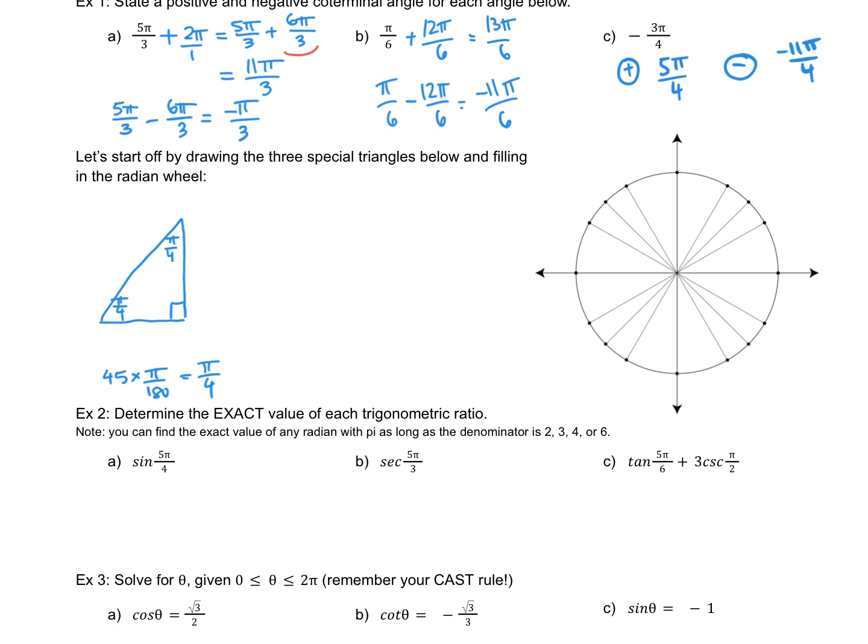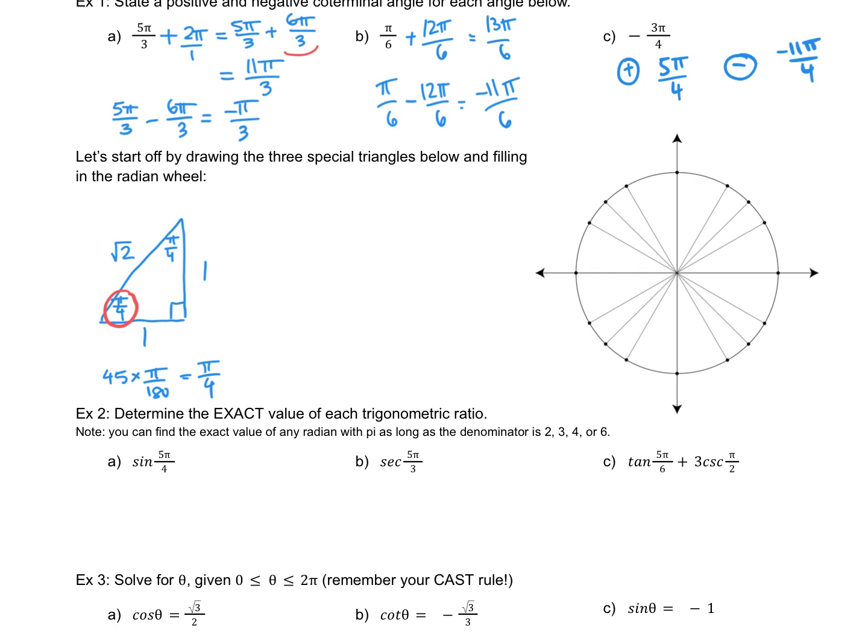And now for the isosceles triangle, the equal sides are both 1, and if you did Pythagorean theorem, you would get root 2 for your hypotenuse. And in this special triangle, you only have one reference angle, either of the pi over 4s. So your opposite is 1, your adjacent is 1, your hypotenuse is root 2, no matter what.